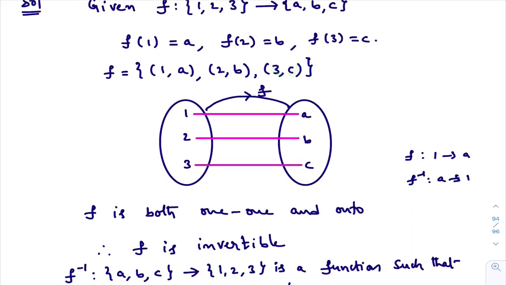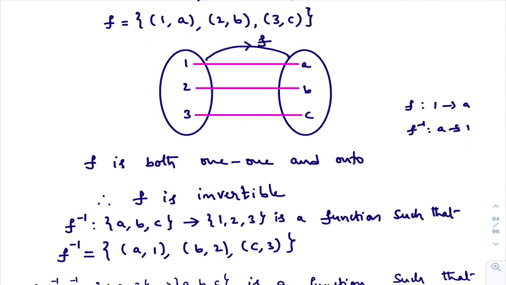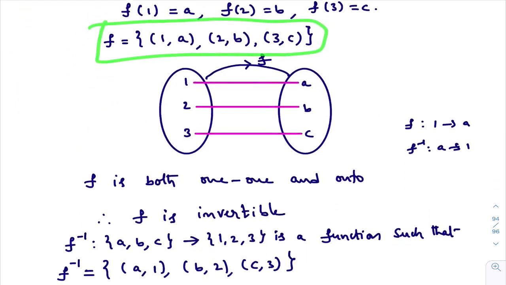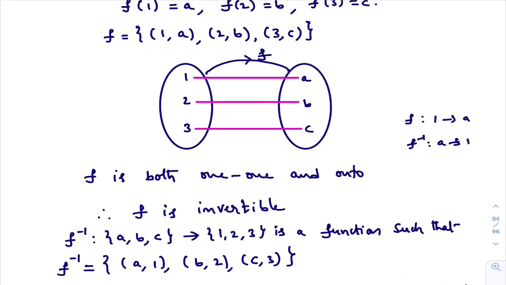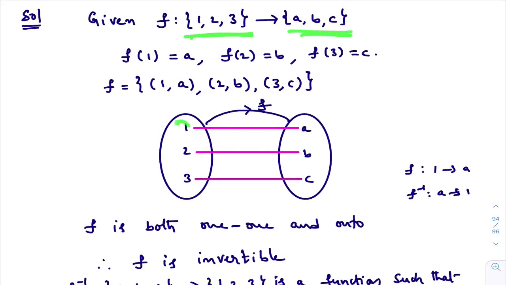So I'll go with this diagram, because we need to find its inverse. Finding its inverse means first we need to check whether its inverse exists or not. So from this I have written the function like this. Now I am going with this diagram form. See here, f is from {1, 2, 3} to {A, B, C}. Here I have written 1, 2, 3, and here I have written A, B, C. As they have given, the image of 1 is A, the image of 2 is B, the image of 3 is C.